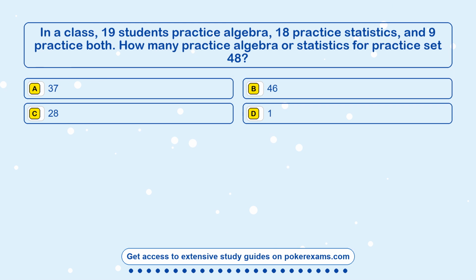Question 24. In a class, 19 students practice algebra, 18 practice statistics, and 9 practice both. How many practice algebra or statistics for practice set 48? Option A 37. Option B 46. Option C 28. Option D 1.